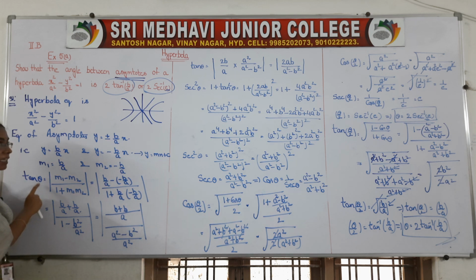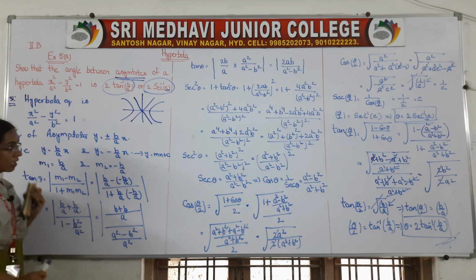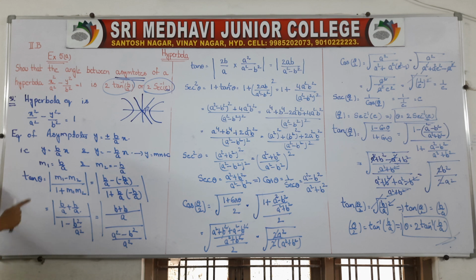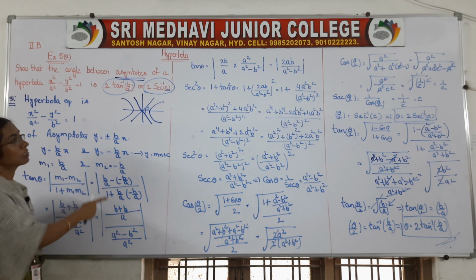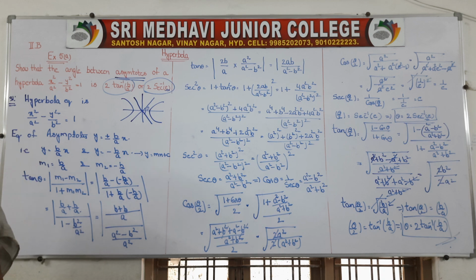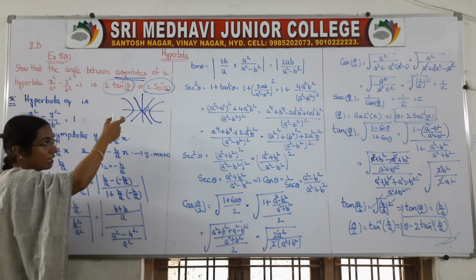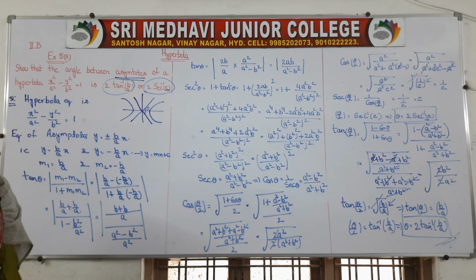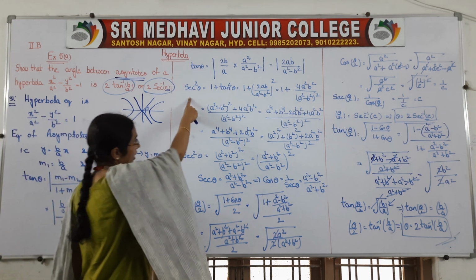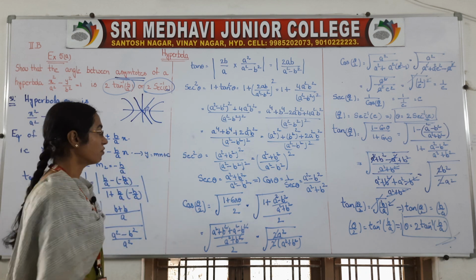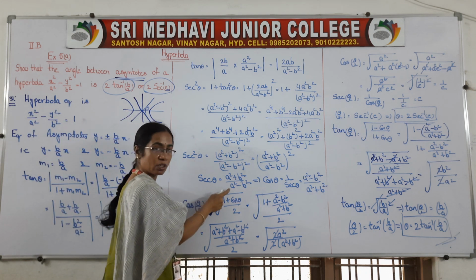Then take theta as the angle between the asymptotes. Then tan theta is equal to modulus of m1 minus m2 by 1 plus m1 m2. So substitute and simplify. We got tan theta is equal to some value, but the answer angle is 2 secant inverse e. We are trying to get that answer. So by trigonometry, take secant square theta is equal to 1 plus tan square theta, take the LCM and simplify. You get secant square theta is equal to this one.